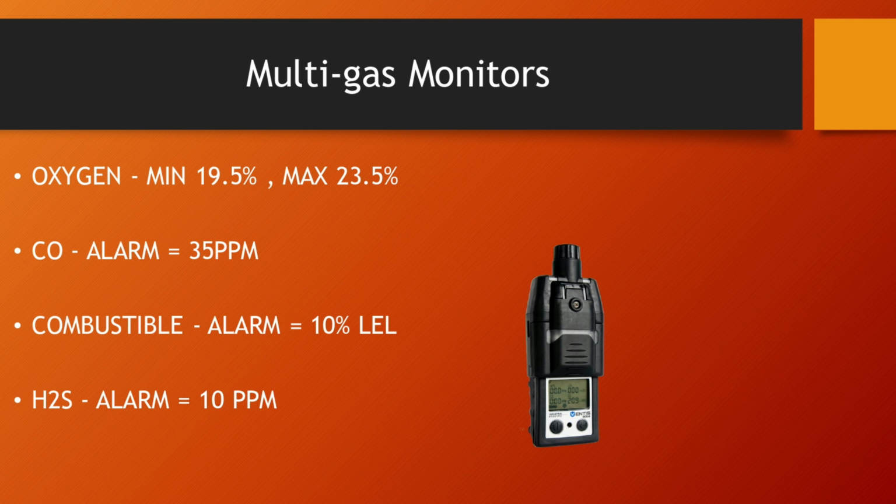Multi-gas monitors. Oxygen, minimum 19.5% to maximum 23.5%. CO alarm equals 35 ppm. Combustible alarm equals 10% LEL. H2S alarm equals 10 ppm.